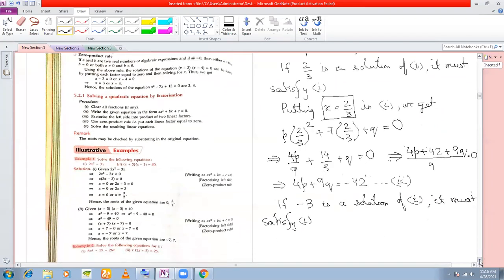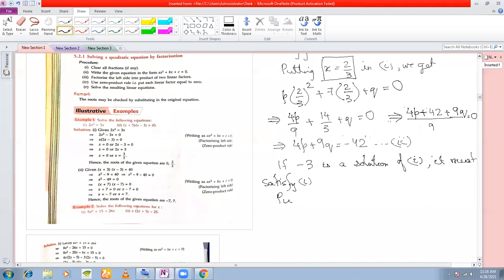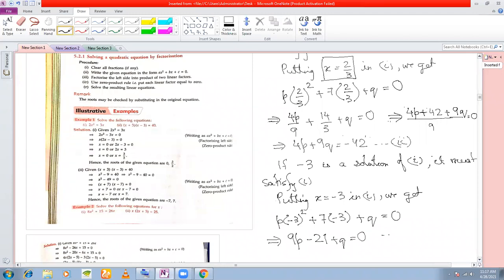So what I do is, I put x is equal to minus 3. So putting x is equal to minus 3 in 1, we get p, the given equation of px square, it becomes minus 3 square. Next was 7x. So 7 into minus 3 plus q equal to 0. This is what you get. You get 9p minus 21 plus q equal to 0. That means you get 9p plus q is equal to 21. So this is your 3.